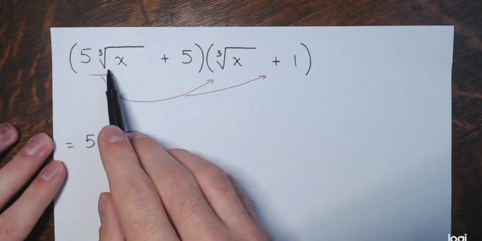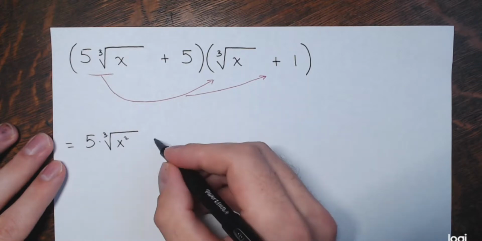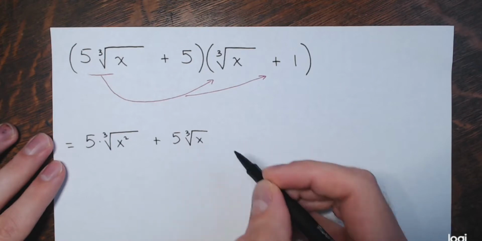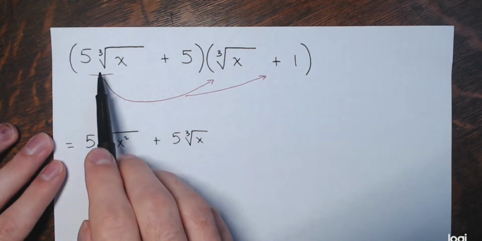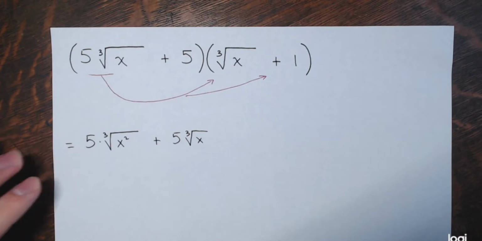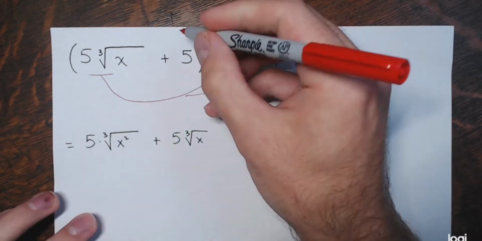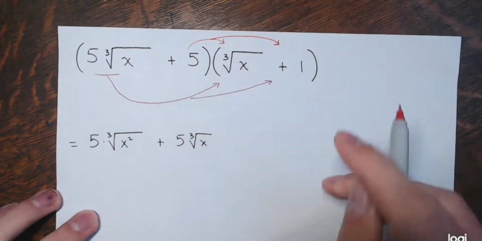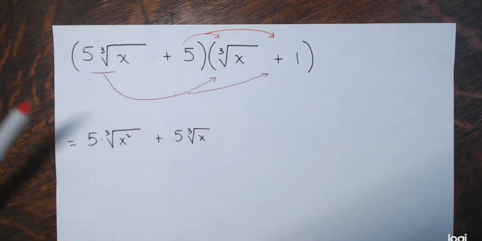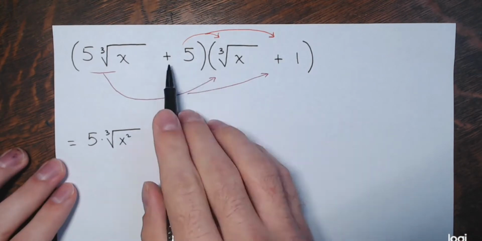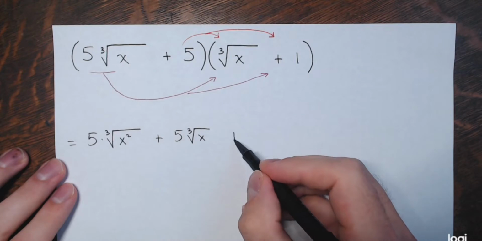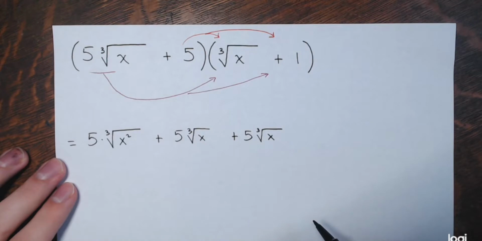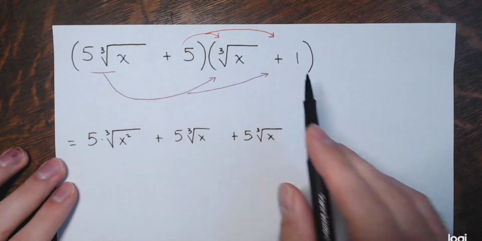Alright, then we have 5 cube root of x times 1, plus 5 times the cube root of x. Those are the terms I get after distributing the 5 cube root of x. And now I move over to the positive 5 and do the same. Distribute the positive 5 to the two terms in the other expression. Positive 5 times cube root of x is exactly that, positive 5 times cube root of x. There's plus 5 cube root of x. And then positive 5 times positive 1 is positive 5.